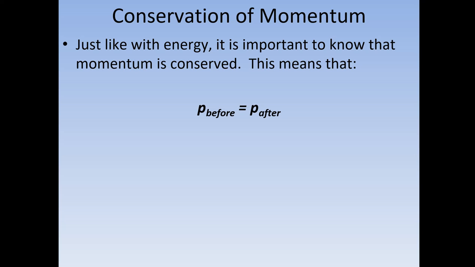So the equation that's on the reference table is this: P before equals P after. That the momentum before the collision is equal to the momentum after the collision. If you're doing a problem and you find that the momenta aren't equal, that means that you're making a mistake either with your calculations or you're not including all the objects that are involved.